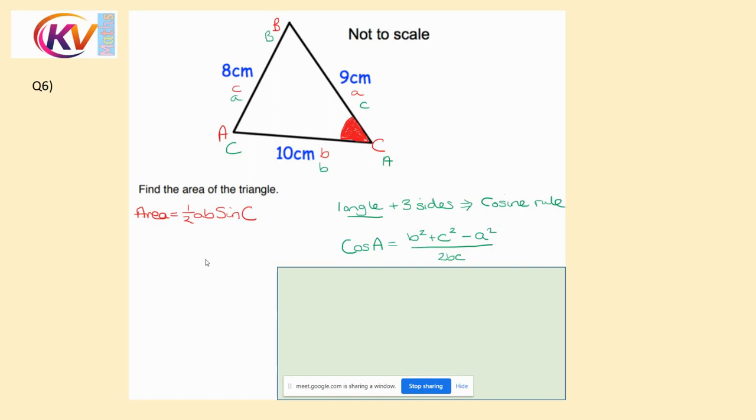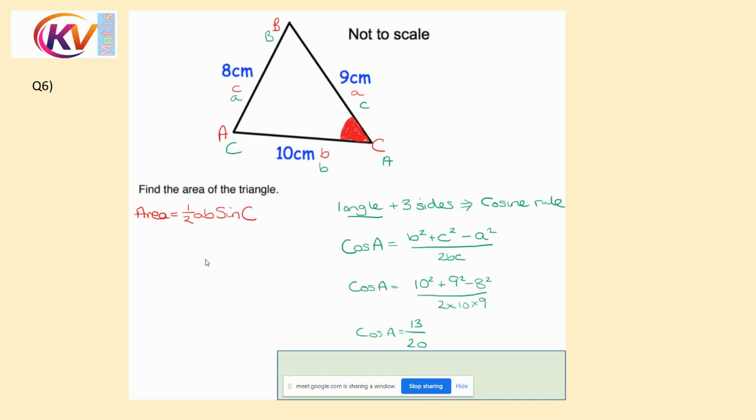So at this point, we want to input all of our values. So we end up with cos A equals 10 squared plus 9 squared minus 8 squared all over 2 times 10 times 9. We can then simplify that down. So we end up with cos A equals 13 over 20. Again, that should be the point you get to if you've written it out using A squared equals B squared plus C squared minus 2BC cos A. So either is absolutely fine.